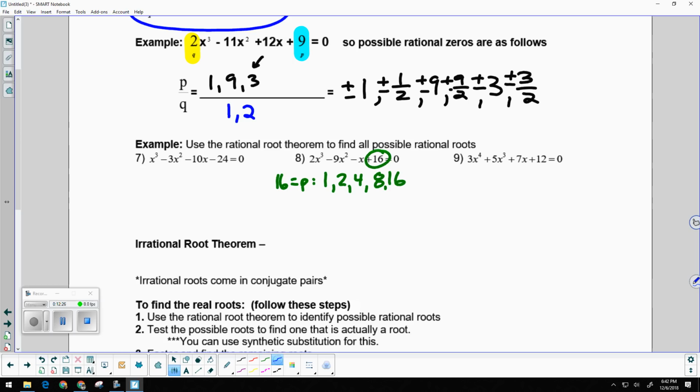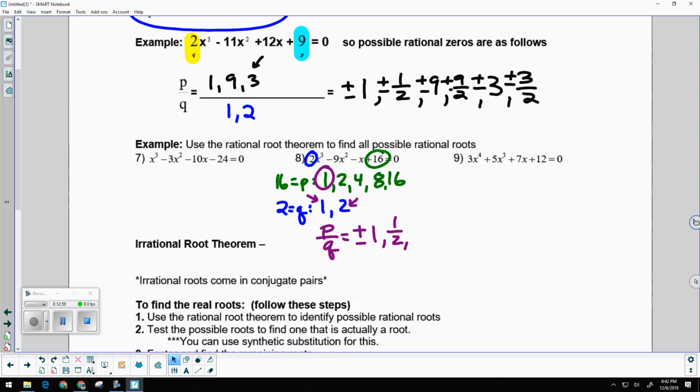Okay, now Q. Q is equal to 2. That's my leading coefficient. So those factors are just 1 and 2. Okay, so my possible rational roots are P divided by Q, plus or minus, positive and negative root. I'm going to start with this one and divide it by all of these factors here. So 1 divided by 1 is 1. 1 divided by 2 is 1/2.